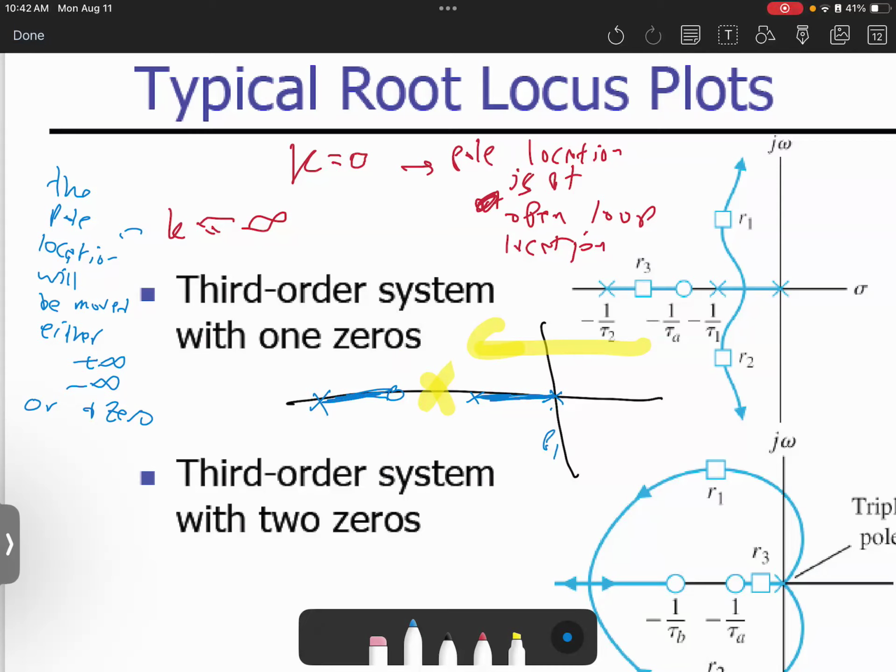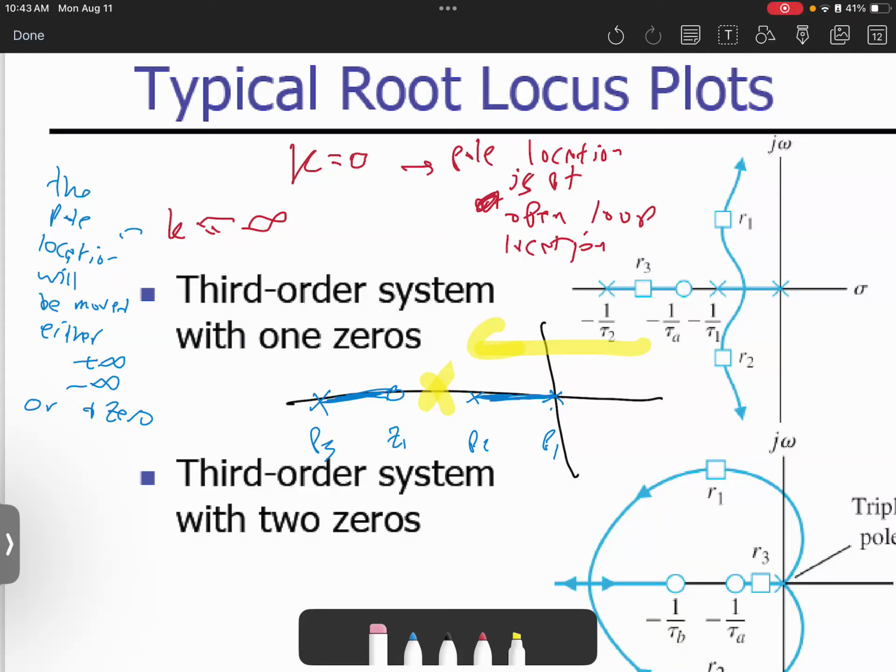So again, this is P1, P2, Z1, and P3. Basically, start from P1. P1, the number of it is odd, then it's a region. Between P1 and P2 is a region. After P2, count the previous poles and zeros, which will be P1 and P2. This is 2. Therefore, it's even.